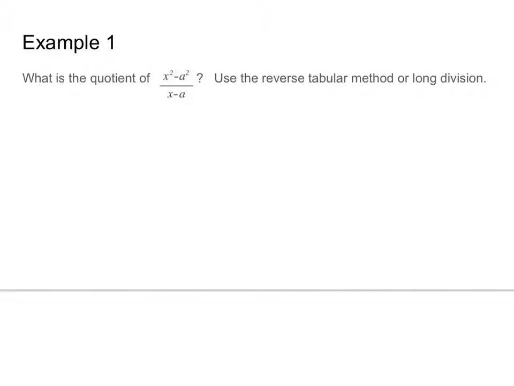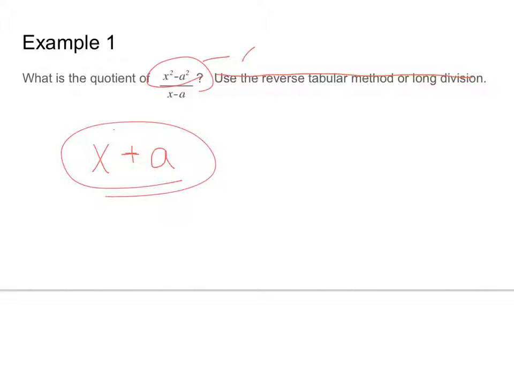Okay, example 1. What is the quotient? Use the reverse tabular method or long division. Okay, don't worry about it. We're going to do x minus a. Actually, it's x plus a. Okay, this is the difference of 2 squares. Oops. x plus a, x minus a, and we're dividing it by x minus a.